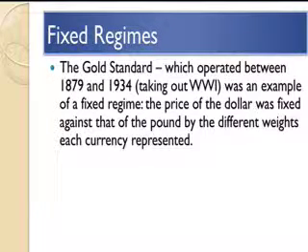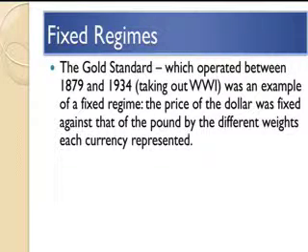Now, let's have a quick look at the fixed regimes. The gold standard, which operated between 1879 and 1934, taking out World War I, was an example of a fixed regime. The price of the dollar was fixed against that of the pound by the different weights each currency represented. So, in the gold system, if you had a £5 note, you could take it to the bank and get a certain amount of gold or silver with that note, because that's what it represented. And likewise in America, you could take your $10 note to the bank and get a certain amount of gold or silver, whatever it represented. Therefore, the ratio between the two currencies was absolutely fixed.